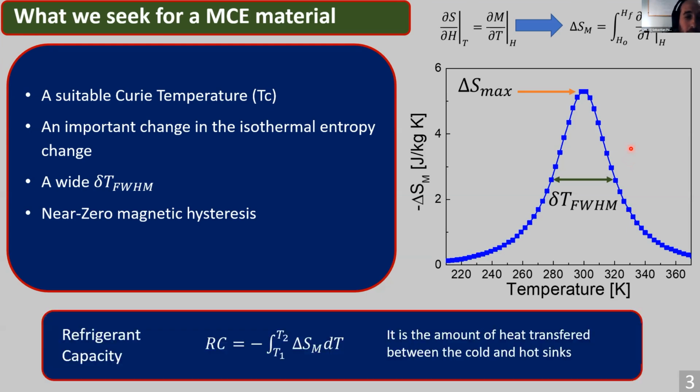In the magnetocaloric community, we work with figures of merit. The most important figure of merit is the refrigerant capacity, and it is calculated as the area, the integral of this curve, and physically represents the amount of heat transferred between the cold and the hot sinks in a thermodynamically ideal cycle.